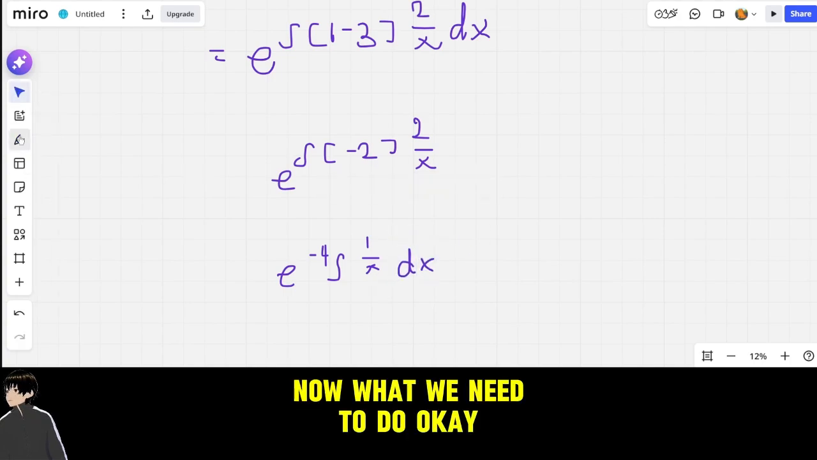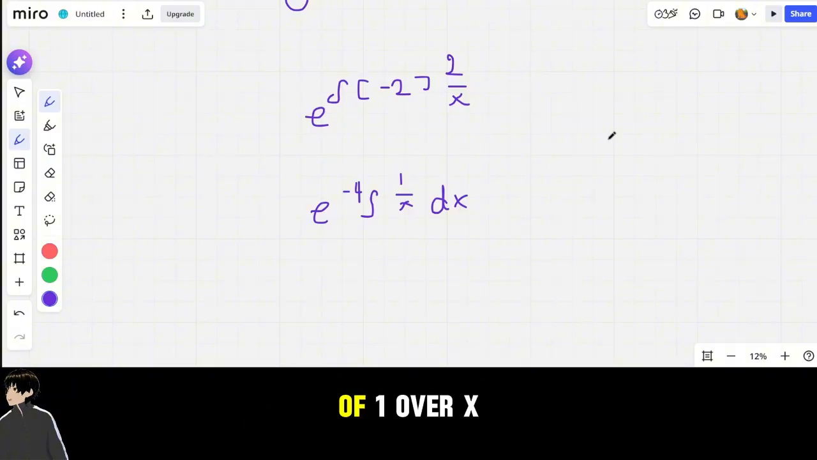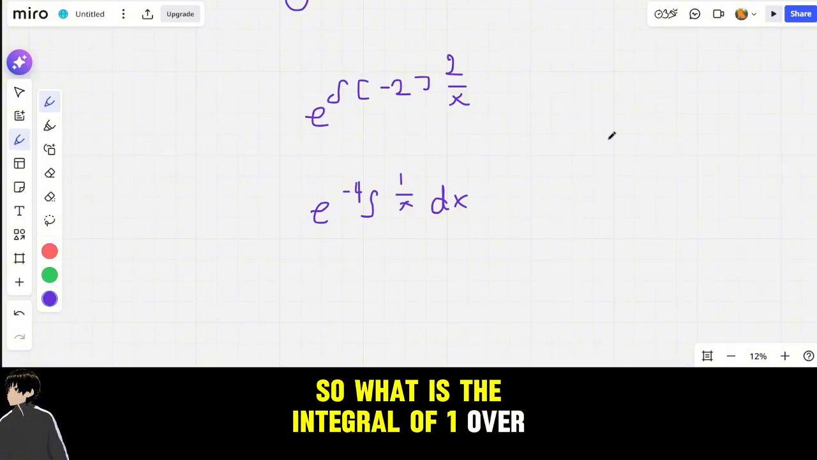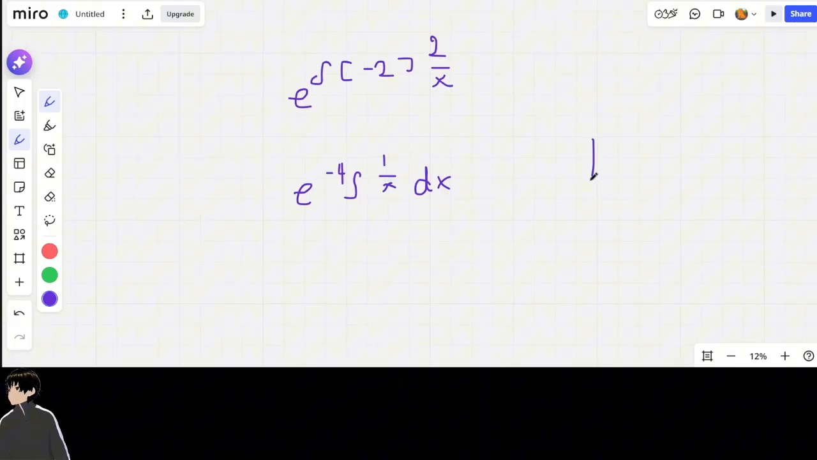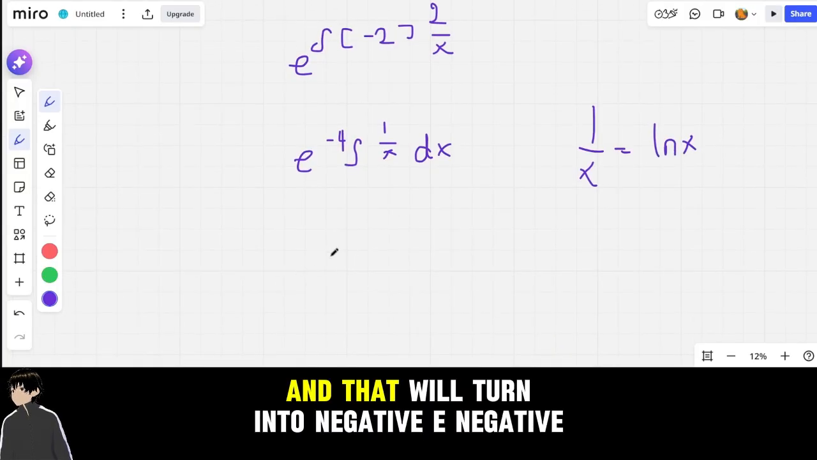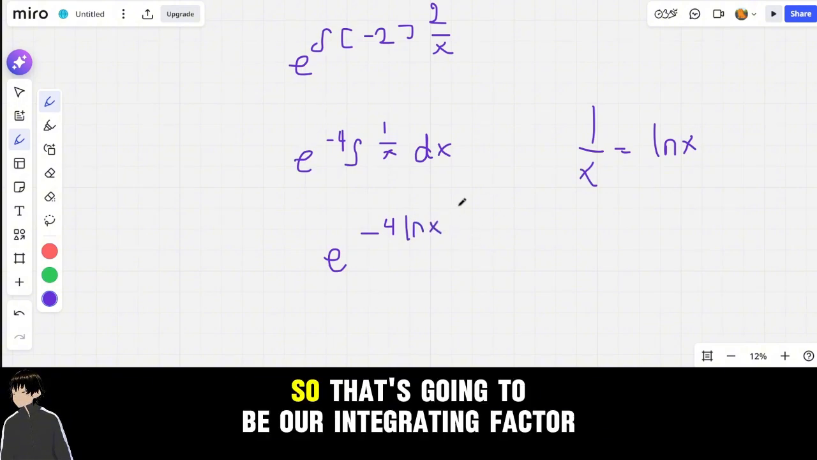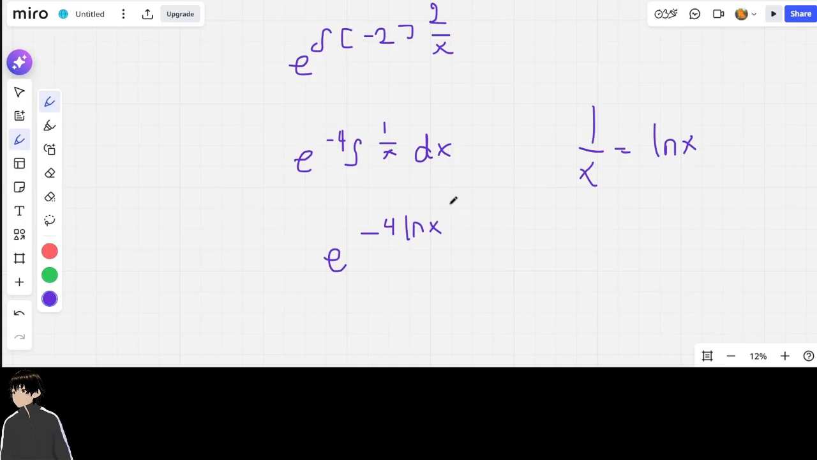Now what we need to do is get the integral of 1 over x. So what is the integral of 1 over x? Well, we know that the integral of 1 over x is equal to ln x. And that will turn into negative 4 ln x. So that's going to be our integrating factor.